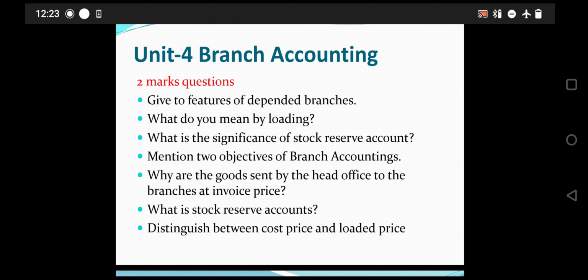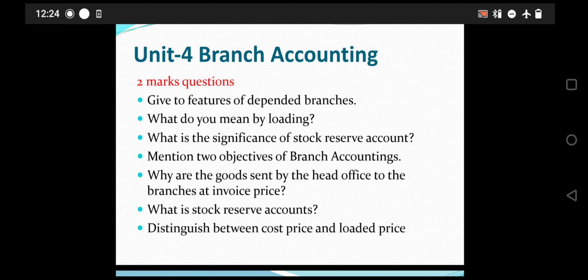And next one, why are the goods sent by the head office to the branches at invoice price? Sometimes the goods will be sent from head office to branch office at invoice price. As I already told you, the goods can be sent in two different ways. One is cost price and another one is invoice price. Invoice price is the final price at which they have to sell, and further sales will happen only at this particular price, which already includes the profit.